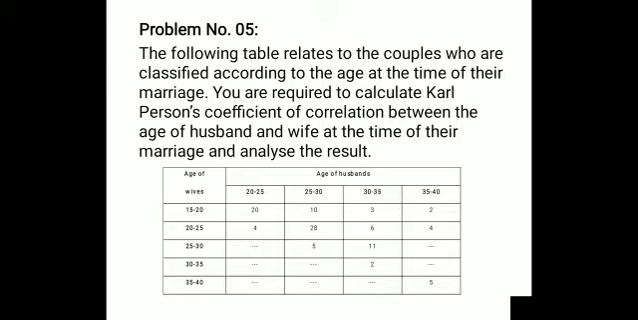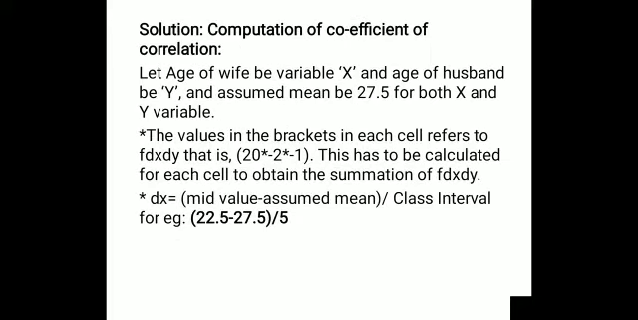So this is the table which is given in the problem. You can see a bivariate table in this problem. You are given the age of the wives and age of husbands in a continuous series, and the values in the center of the table are the frequencies here. Now, let us move on to the solution.